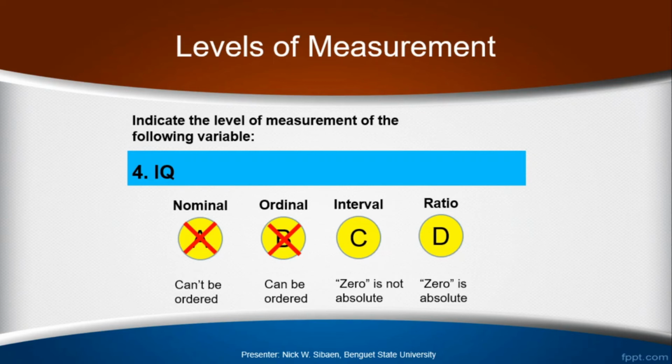To do that, we have to identify whether 0 is absolute or not. Let us zero out the value of your IQ. So a person with a 0 IQ, does it mean that that person has no IQ at all? It's not. When your score in an IQ test is 0, it doesn't mean that you do not have an IQ at all. That's why the correct answer is interval. 0 is not absolute when your variable is IQ.